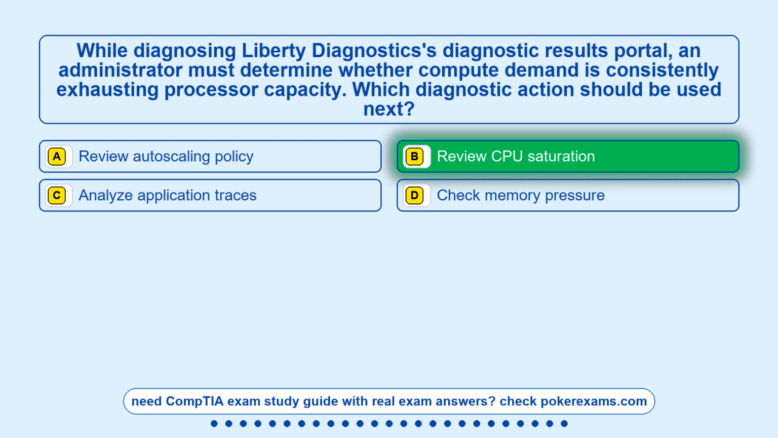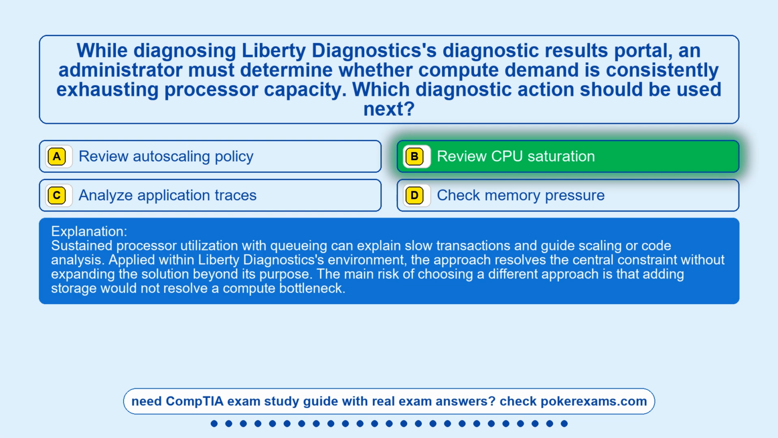The correct answer is option B, review CPU saturation. Sustained processor utilization with queuing can explain slow transactions and guide scaling or code analysis. Applied within Liberty Diagnostics' environment, the approach resolves the central constraint without expanding the solution beyond its purpose. The main risk of choosing a different approach is that adding storage would not resolve a compute bottleneck.